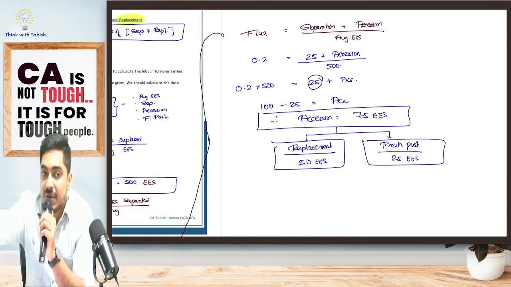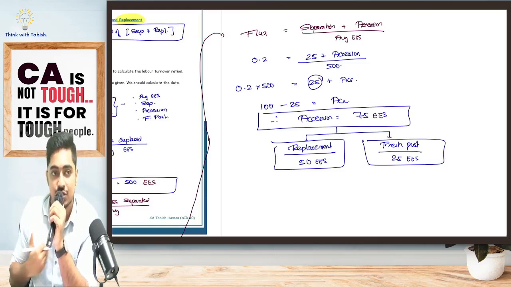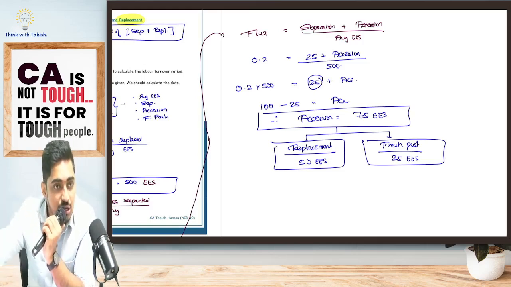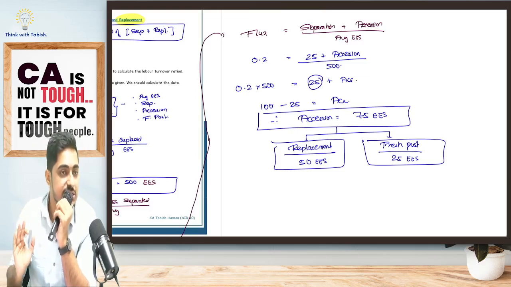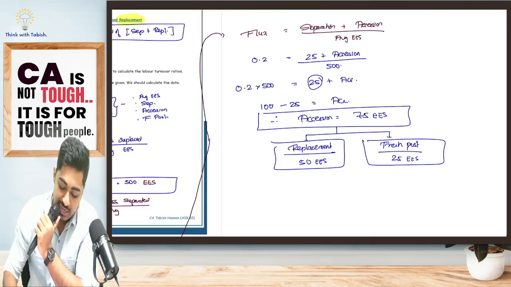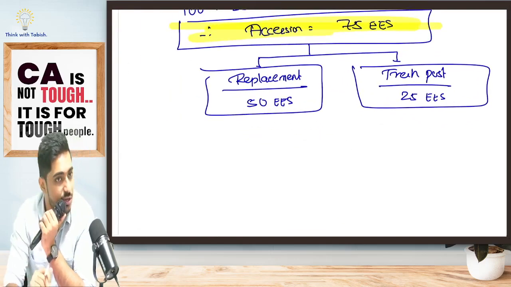Because as a replacement also, if an employee is coming, I should recruit. For fresh post also, if he is coming, I should recruit. Is this clear, everyone? That means I should be telling accession. That's all the question will be asking. Even this bifurcation it will not ask.